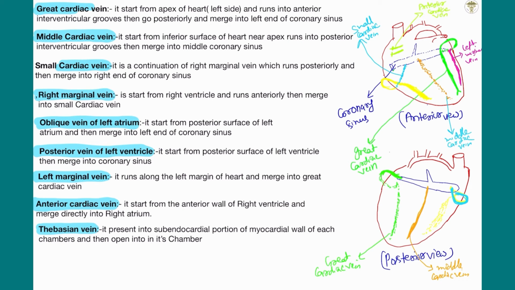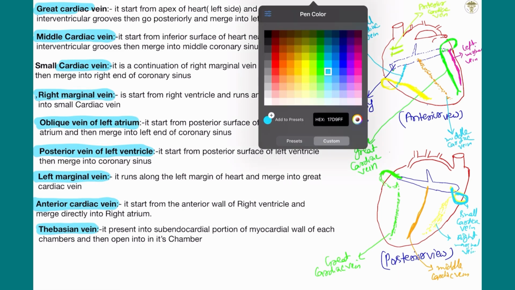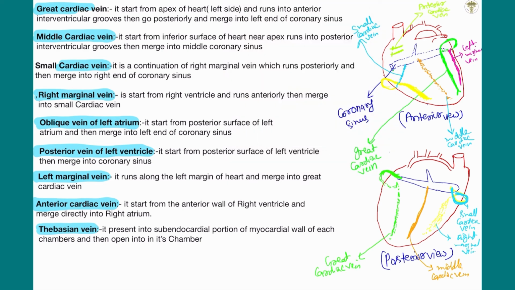So this is the small cardiac vein, and this is the right marginal vein. Like this right marginal vein, the left marginal vein is also present. The left marginal vein is present in the anterior view, but I will make this also with a dotted line because this is the posterior view of the heart.